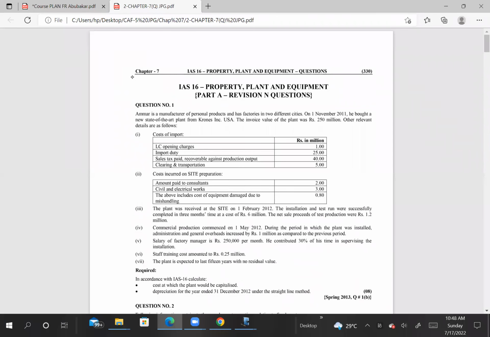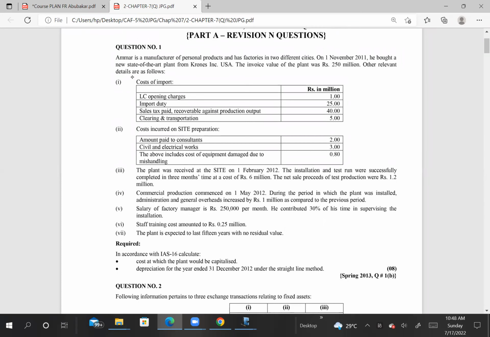So for practice purposes on initial elements, for the clarity of the concept, we are attempting this question. Please read it. Amar is a manufacturer of a personal product and has factories in 2 different cities. On 1st November 2011, he bought a new state-of-the-art plant from Grants International USA, Incorporation. The invoice value of the plant was 250 million. Other relevant details are as follows.